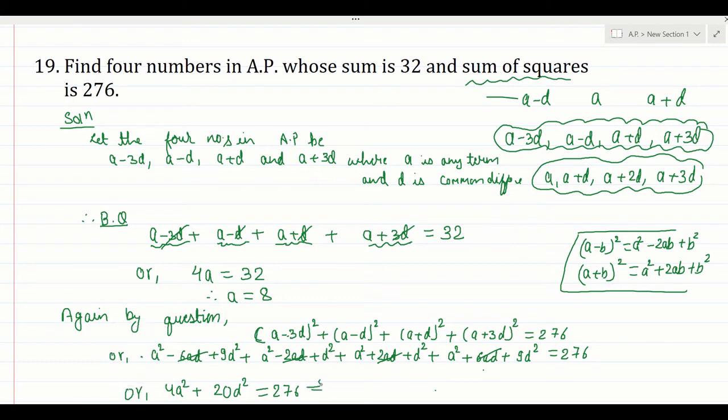Now we can further simplify this as taking 4 common. 4 is common, then it is a square plus how much? 5d square equal to 276. It implies a square plus 5d square is equal to 276 by how much? By 4. And how much is 276 by 4? It is 69. Isn't this?